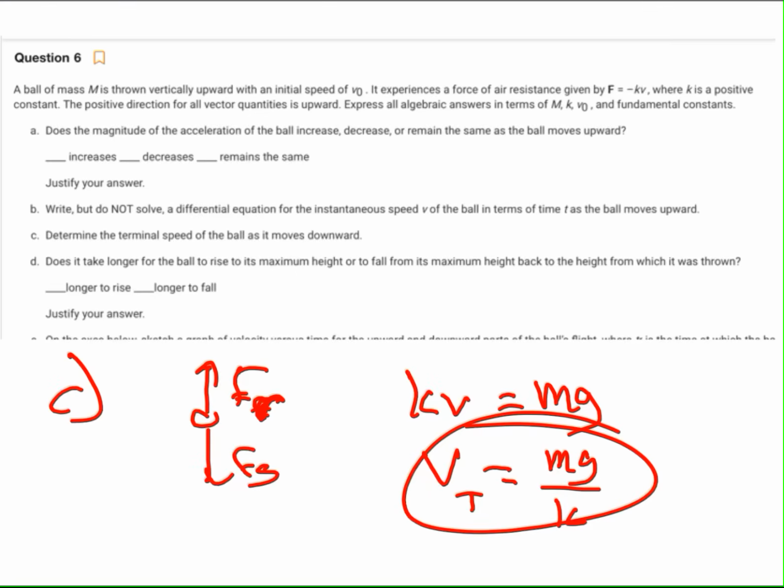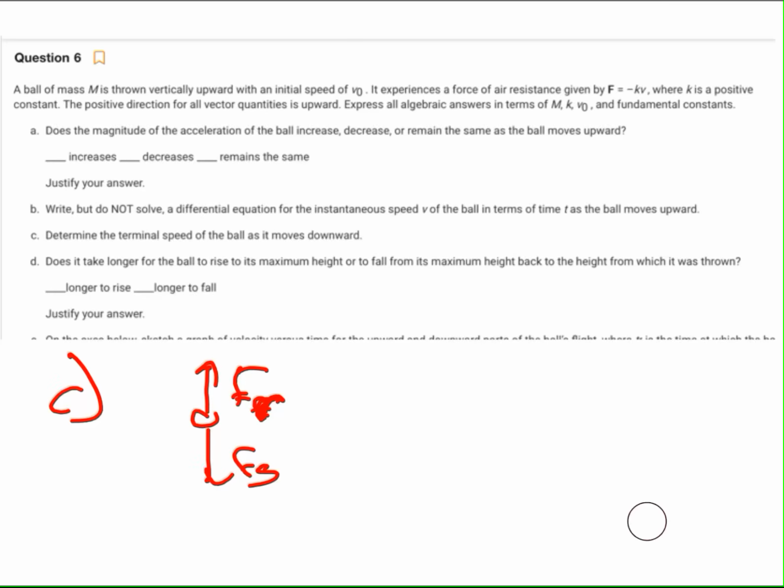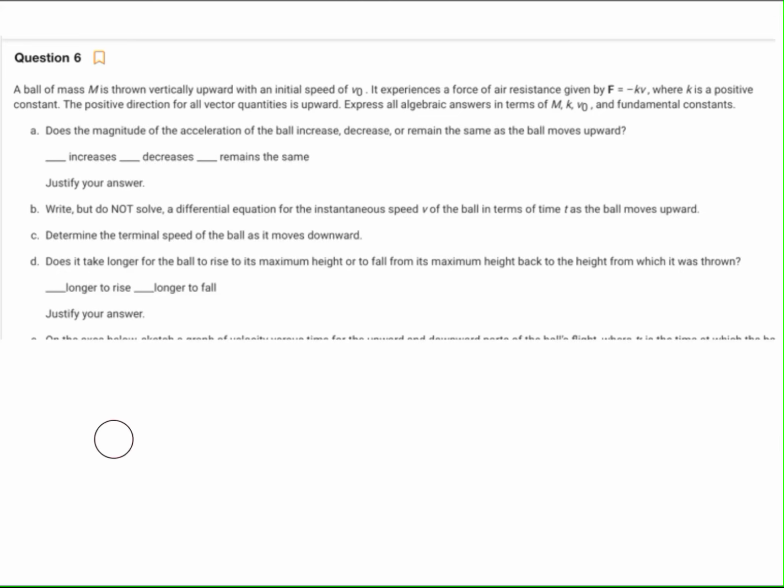Cool? Okay. Now D. Does it take longer for the ball to rise to its maximum height or to fall from the maximum height to the height from which it is thrown? Well, that's a great question. Let me erase this real quick. So on the way up, it's losing energy, right? Now, the question is, is it losing more energy on the way down or on the way up?